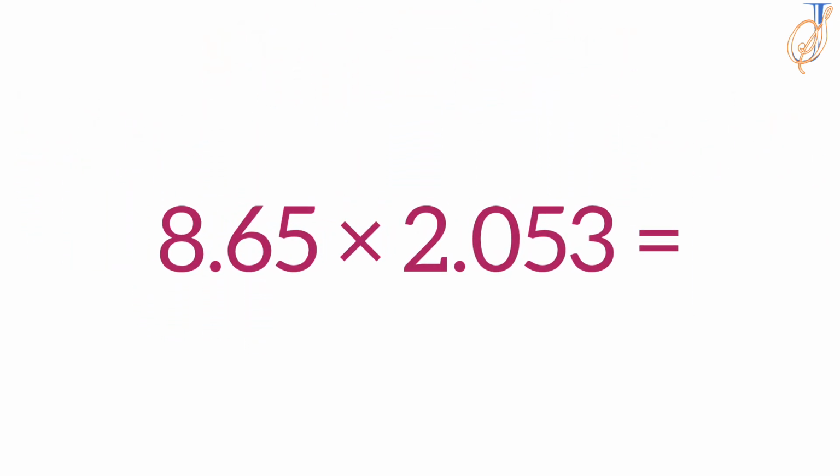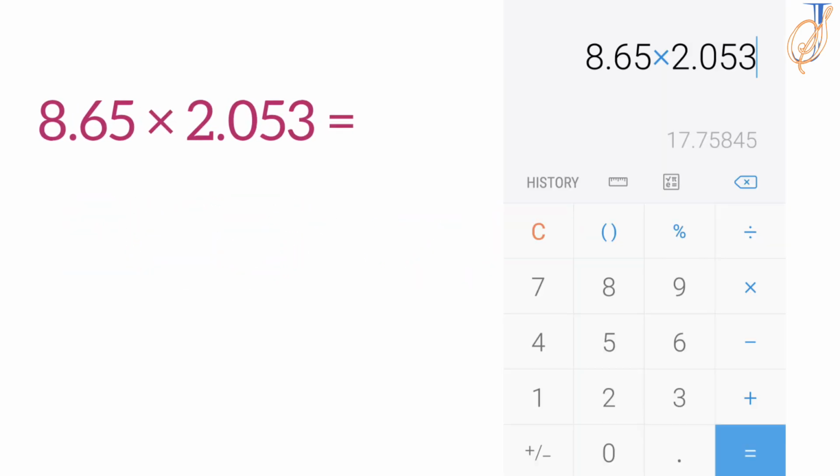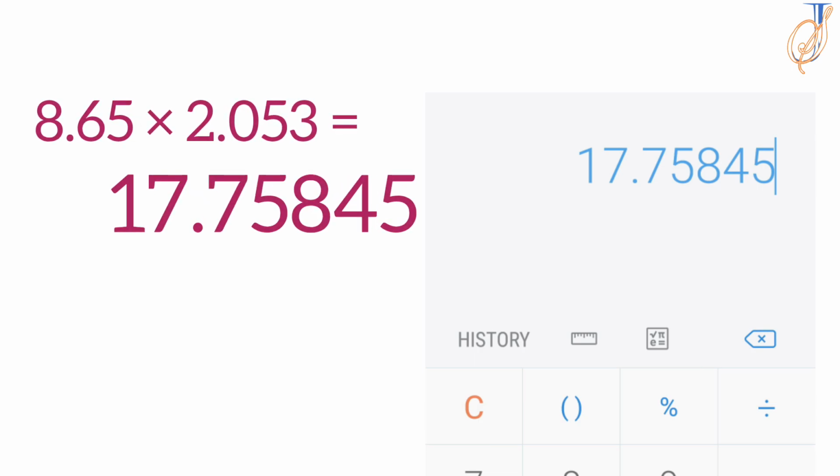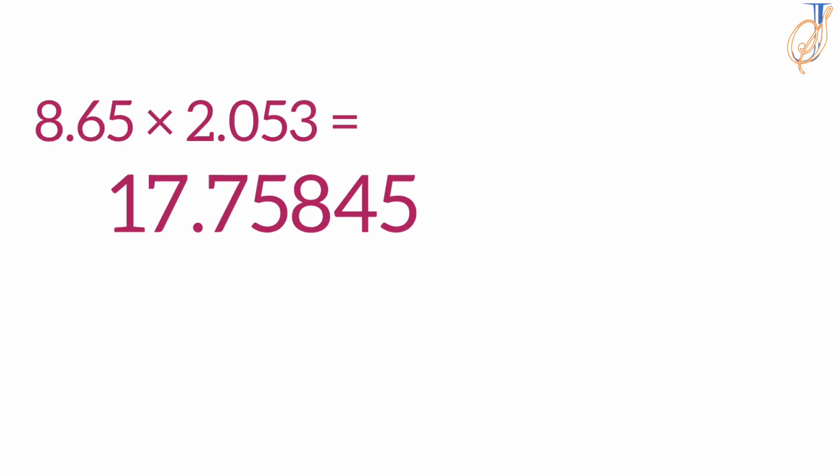For that, first we do the calculation. 8.65 times 2.053, you will get the result 17.75845. Here the answer has more digits. Now, how should we round this answer to the appropriate number of significant figures?